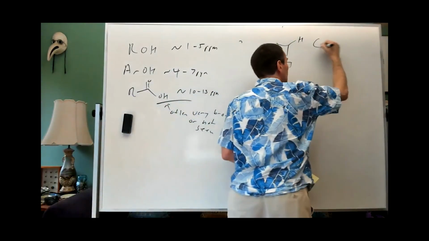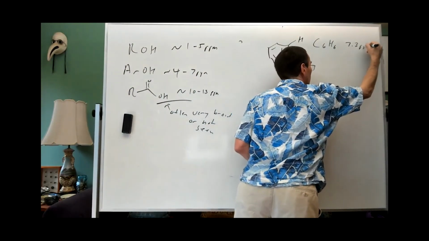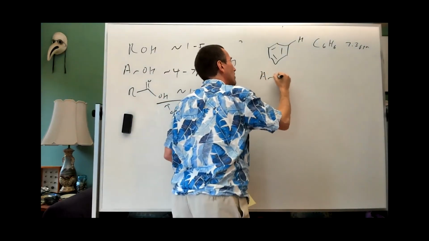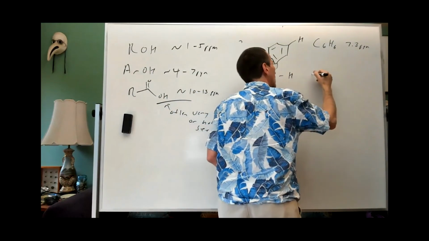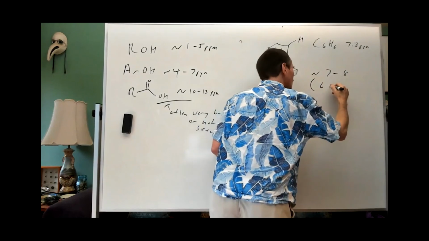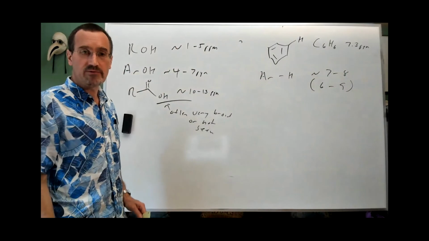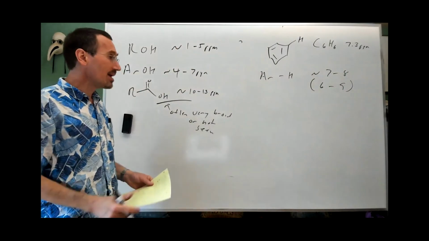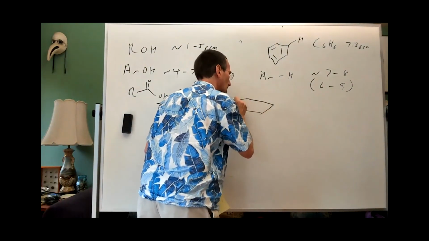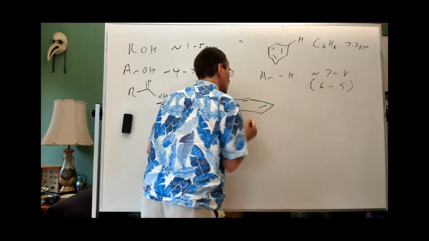Hydrogens on a benzene. For benzene itself, it's about 7.3 ppm. And in general, for an aryl hydrogen, it's going to be somewhere around 7 to 8, although that can go almost anywhere from 6 to 9, depending on how electron rich or how electron poor the aromatic is. The traditional explanation of why the protons are so downfield is ring current.